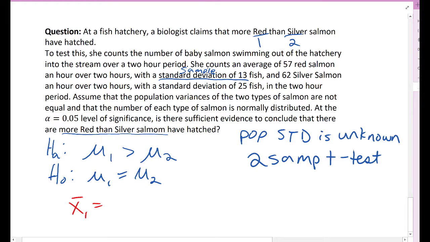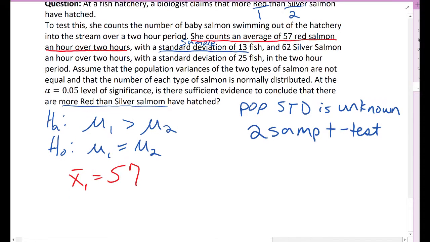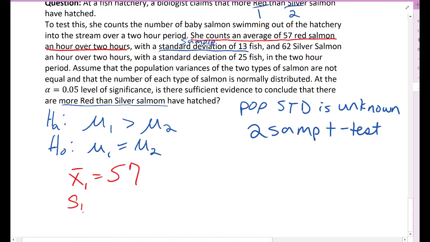She counts on average 57 red salmon an hour over 2 hours. So the mean number of red salmon is 57. X1 bar is 57. S1 is your sample standard deviation.